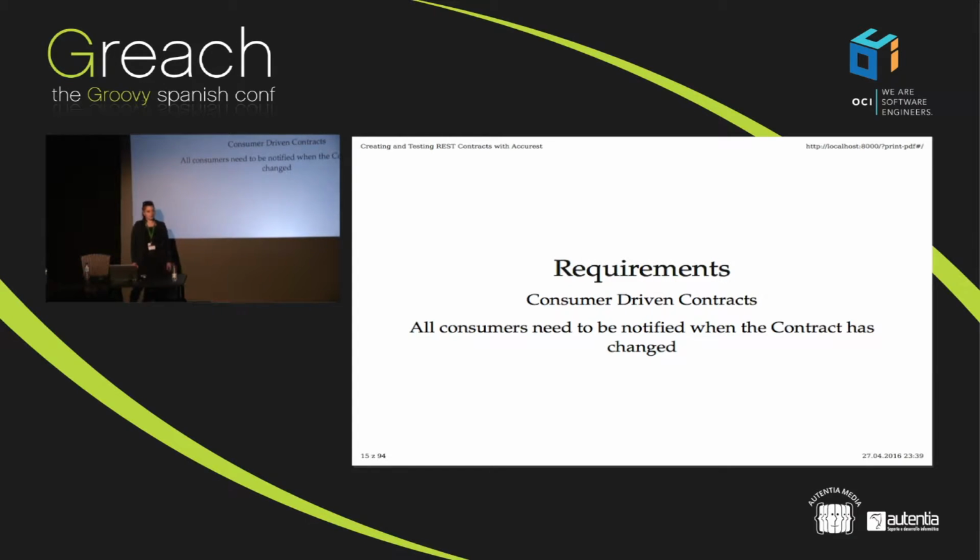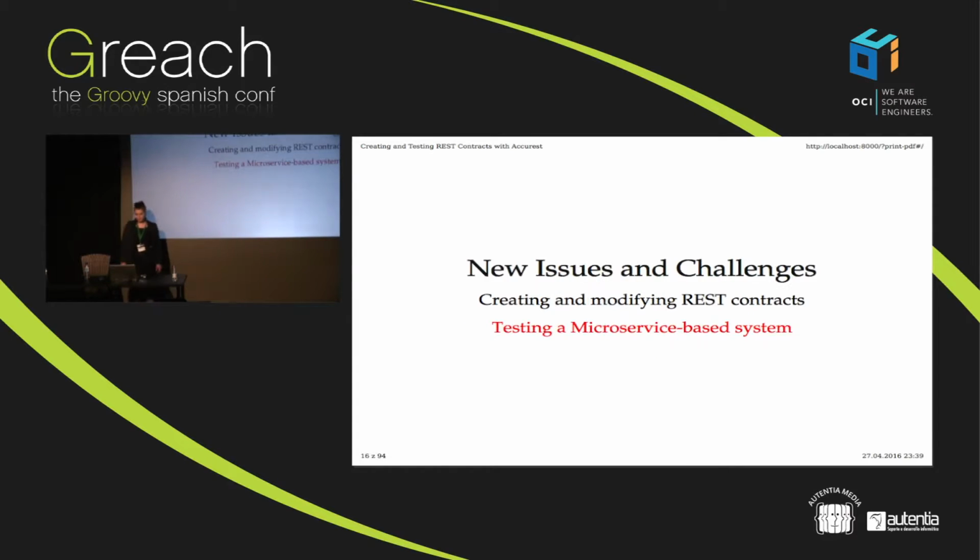And then what we wanted to have was for all the consumers and all the service teams to be notified and to know when anything has changed. And that was supposed to be automated in any way. And then another issue in changing from this monolith to microservices was testing the microservice-based system.